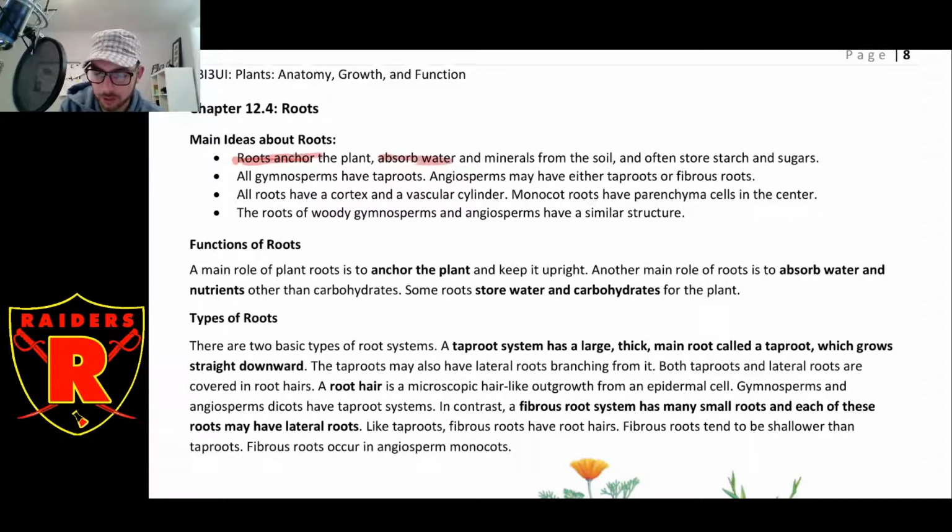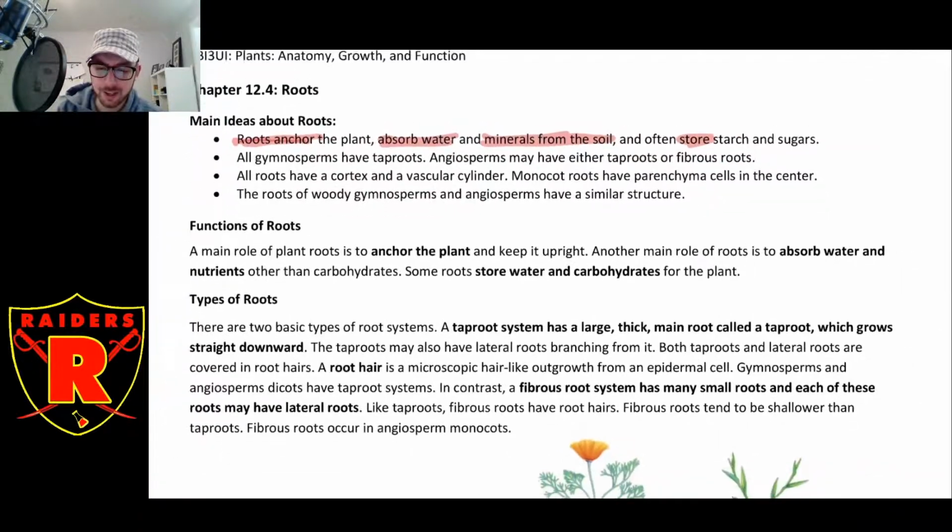They absorb water and minerals from the soil. And for most plants, they're used for storage. So they can store nutrients as simple sugars, or more often as starches, which are long chains of simple sugars bound together.